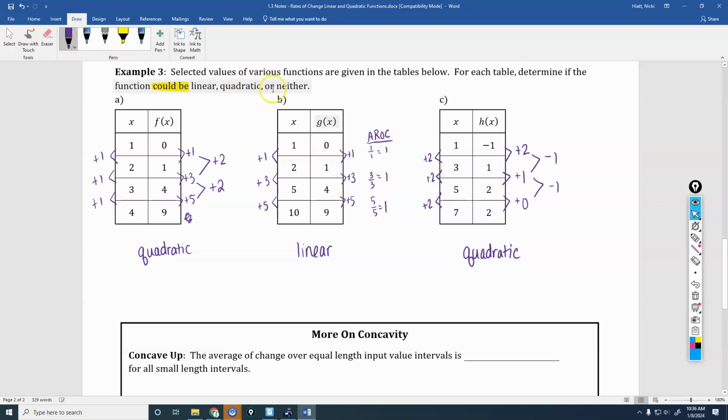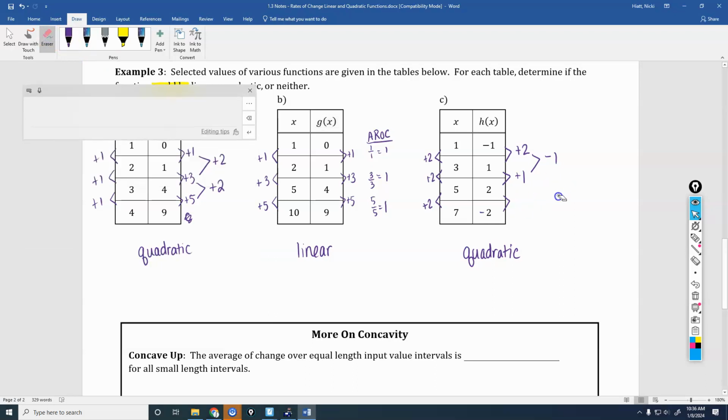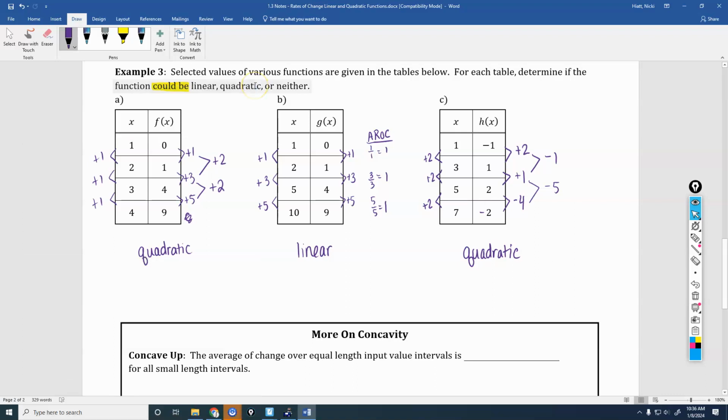And he didn't put a neither example here, but a neither example would be like, for example, if this was a -2 right here, then instead of going up 0, this would be down 4, which means that here you'd be going down 5, and you would see that as not a constant number. So it would not be quadratic, it wouldn't be linear, so you would say neither for that one. If you don't see a constant rate of change either showing up in the first time or the second time, then that would be a neither.